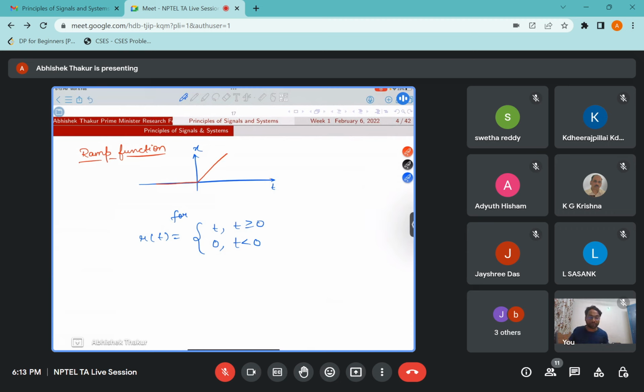Okay, so this is our ramp function. So it is just like a stair. So for t greater than or equal to 0, r(t) is equal to t, and r(t) is equal to 0 for t less than 0. Okay, and what is our unit step function? u(t) is equal to, let's draw everything here and we will find the relation between all three important functions.